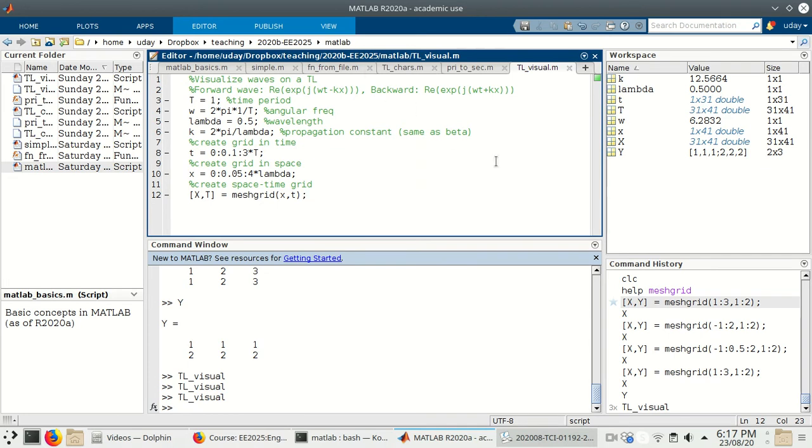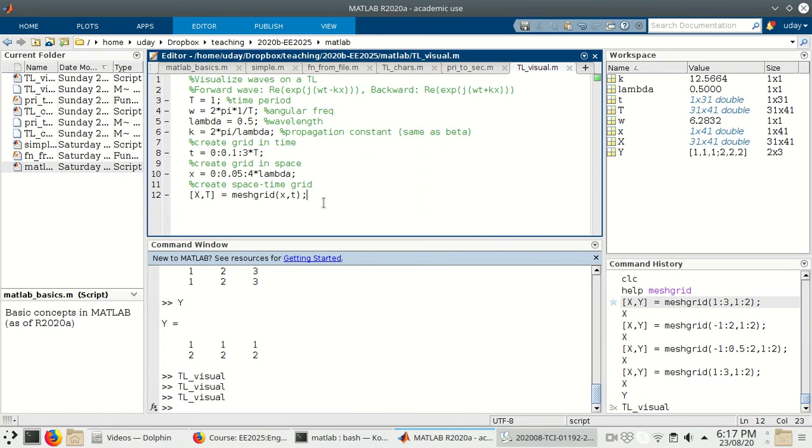What happens is small t is as before, capital T now is a 2-dimensional grid of size 31 cross 41, and x is a 2-dimensional grid of the same size. That means I have my space-time grid created in these variables capital X and capital T.